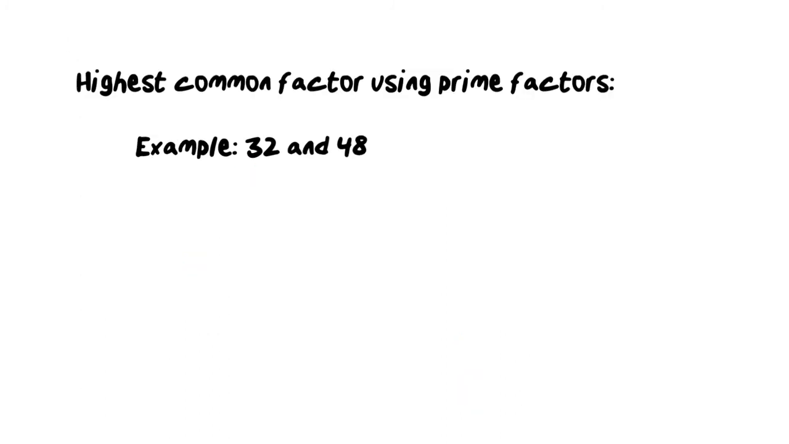But I can also use prime factors for each of these. Let's see how that would look differently. Using the prime factor button on my calculator, I will see that the prime factors for 32 is 2 to the power of 5, and that for 48, it would be 2 to the power of 4 multiplied by 3. But how can this help me to get the highest common factor?